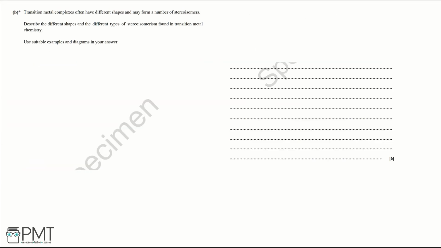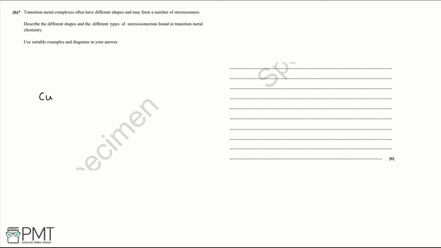Part B. Transition metal complexes often have different shapes and may form a number of stereoisomers. Describe the different shapes and the different types of stereoisomerism found in transition metal chemistry. Use suitable examples and diagrams in your answer. Let's start by drawing the 3 main shapes for our complex ions.